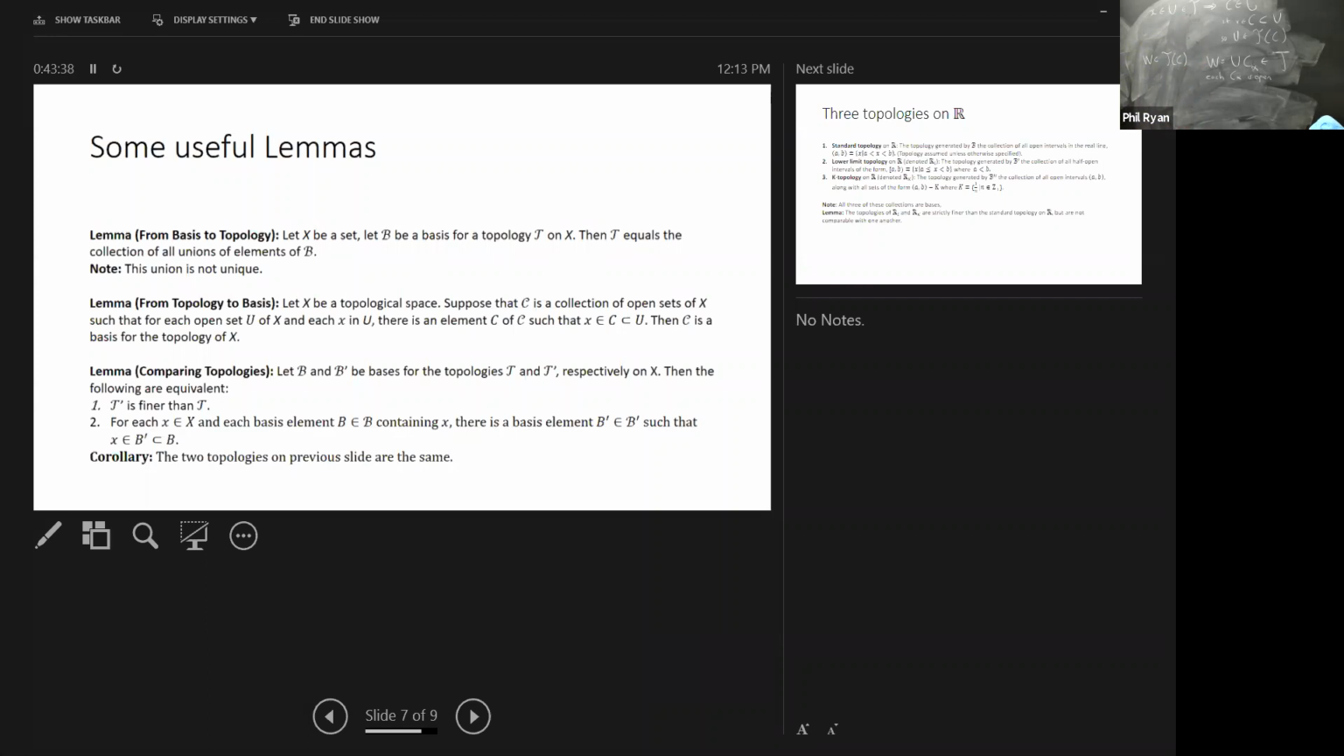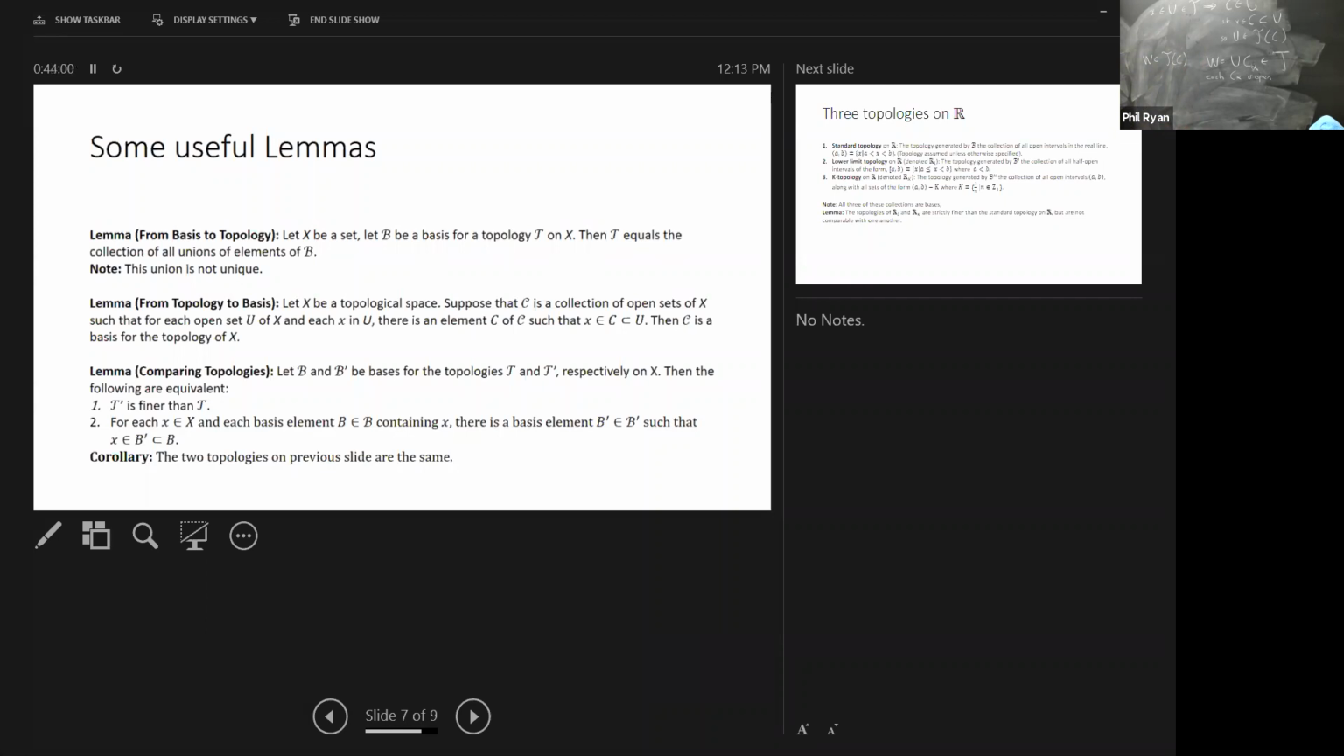So let's say you have two bases for different topologies, supposedly different topologies, on the same set X. Then the following is equivalent. T prime is finer than T.